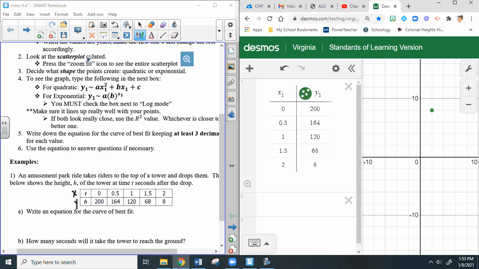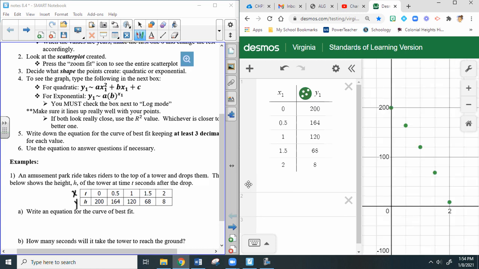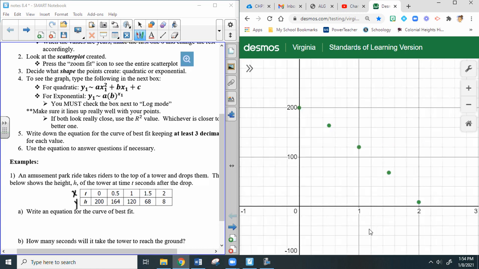So press the zoom fit icon to see the entire scatter plot. And that's this little magnifying glass with a plus sign on it. Then you can move your table out of the way. Okay, so you should see several green dots in this case. And it actually does kind of look like a line, but in this class, we're only going to do curves, okay? So you're going to have to decide if that looks more like a quadratic or more like an exponential.